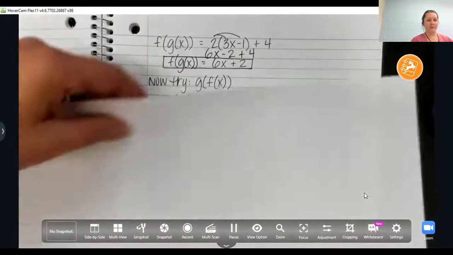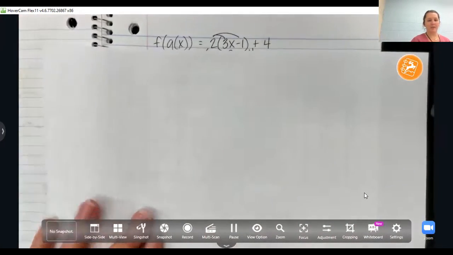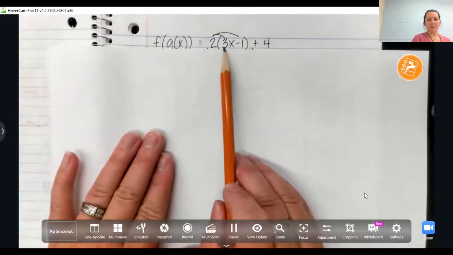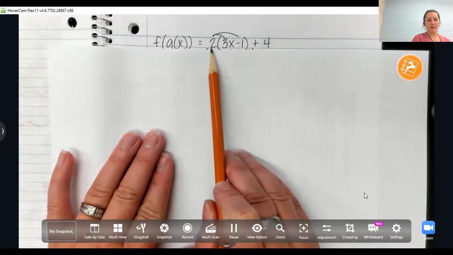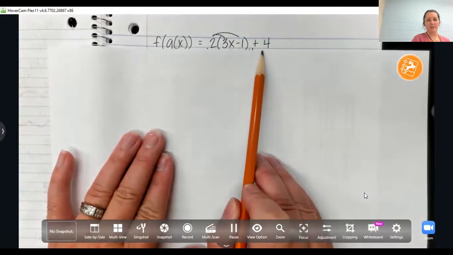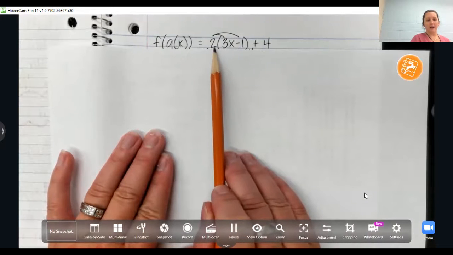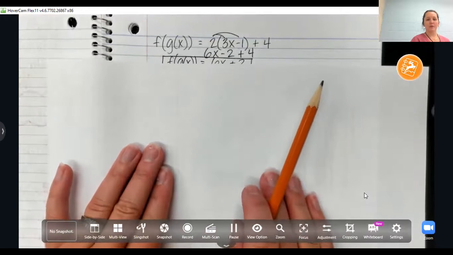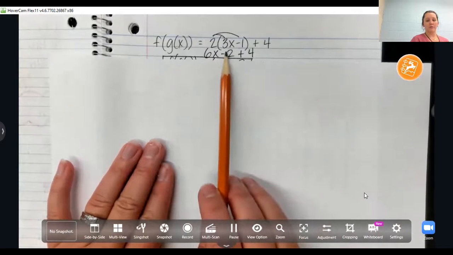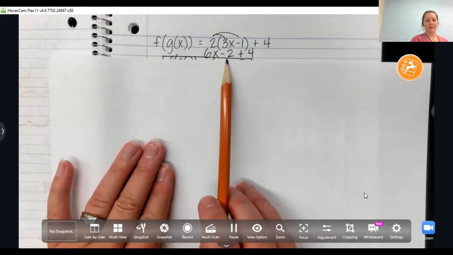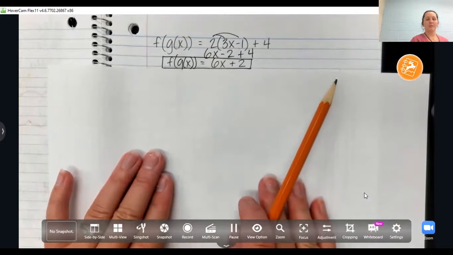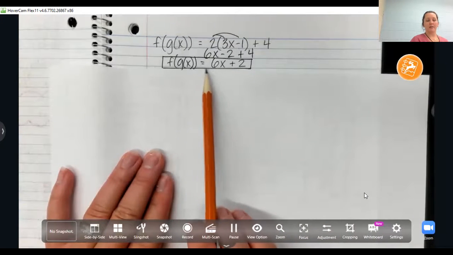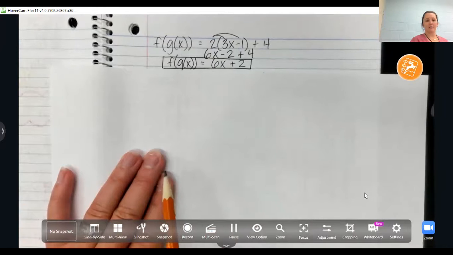All right, flipping to the next page, let's go through the steps here. Just like I marked with my pencil, we're substituting that 3x minus 1 into the x value of 2x plus 4. And so here we have 2 times 3x minus 1 plus 4. We're going to distribute that 2 to 3x minus 1, and we get 6x minus 2 plus 4. Simplify by combining our like terms, and f of g of x equals 6x plus 2.